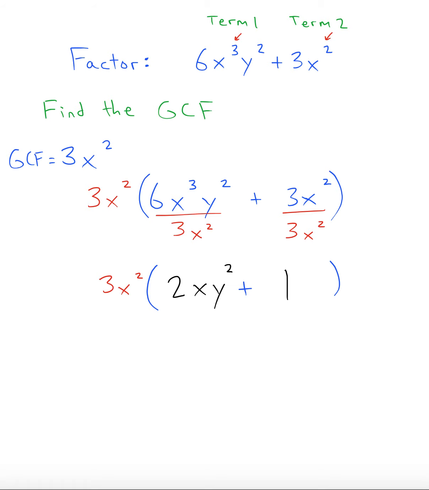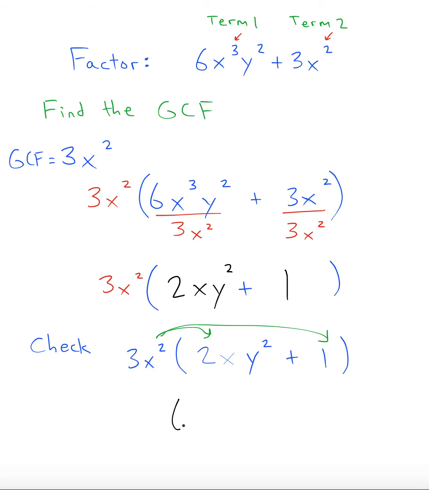But here we can check our answer. The way we check it is to send the 3x squared back into the parentheses through distribution. So I'll actually multiply 3x squared times 2xy squared. And I'll just do it in my head here.